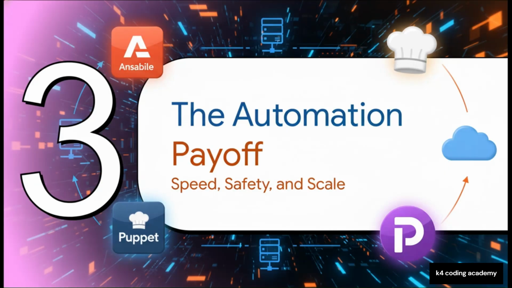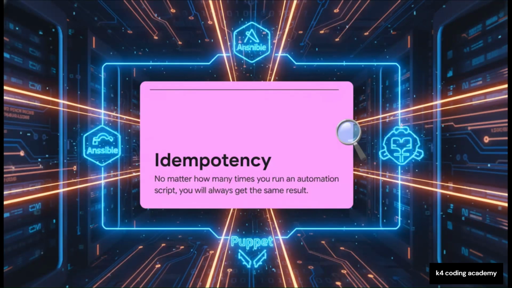Okay, so we've met the tools. But what's the secret ingredient that makes them so powerful? And more importantly, so safe to use? Let's talk about the real payoff here. The secret sauce is this fancy word, idempotency. It sounds complicated, but the idea is actually super simple. It just means that running your script one time or 100 times will always lead to the exact same result. So if your script says install Nginx, it'll install it the first time. The other 99 times, it'll just check, see it's already there, and do nothing. This is what makes automation safe and predictable.